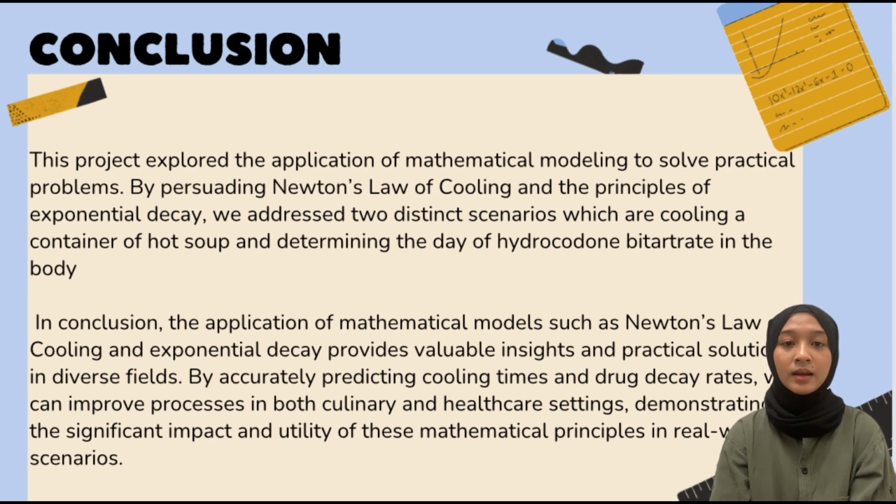Next, for the summary of the findings in question 3, part B, by applying the exponential decay model, we establish the decay constant for hydrocodone bitartrate. Given that the drug amount halves every 3.8 hours, using this decay constant, we determine that after 12 hours, approximately 1.11 mg of the original 10 mg dose would remain in the body.